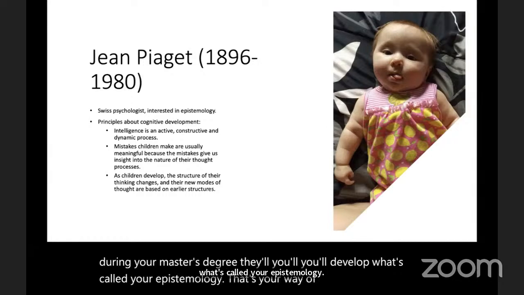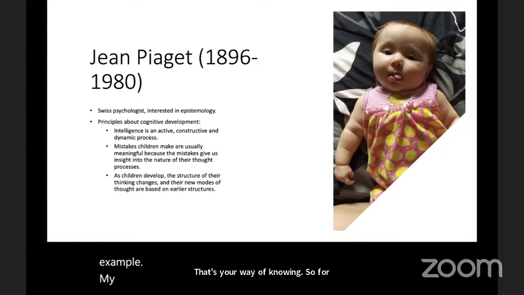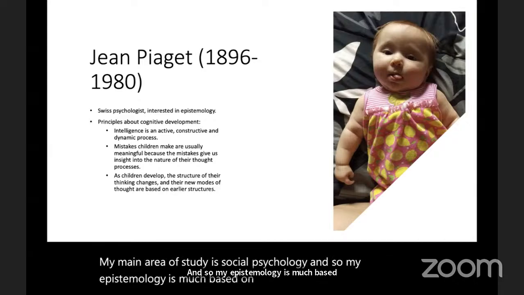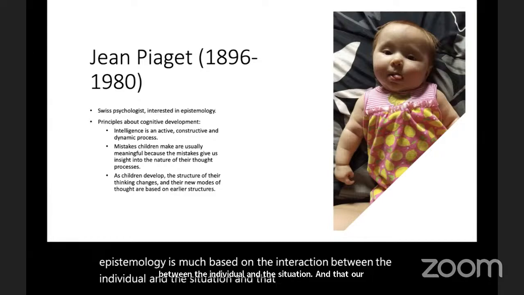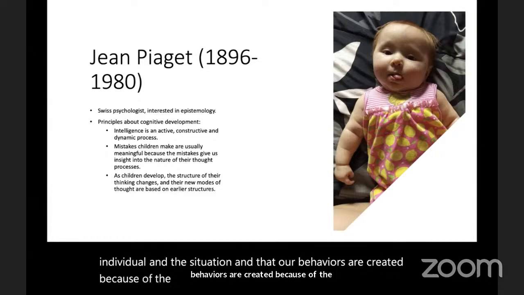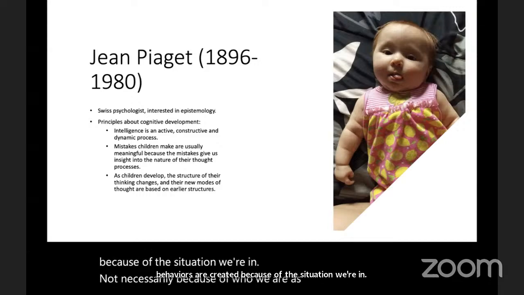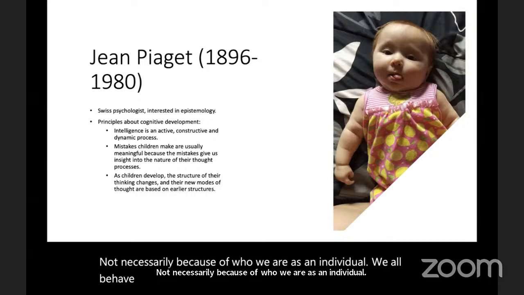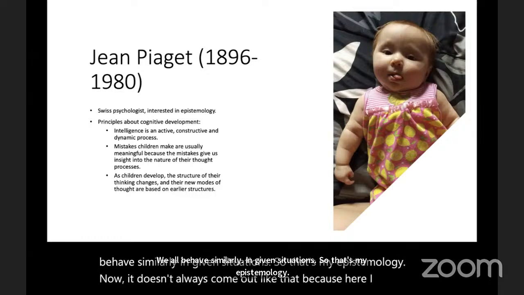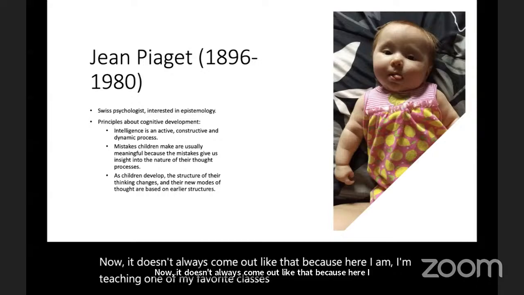So for example, my main area of study is social psychology. And so my epistemology is much based on the interaction between the individual and the situation, and that our behaviors are created because of the situation we're in, not necessarily because of who we are as an individual. We all behave similarly in given situations. So that's my epistemology. Now, it doesn't always come out like that because here I'm teaching one of my favorite classes, which is human development.